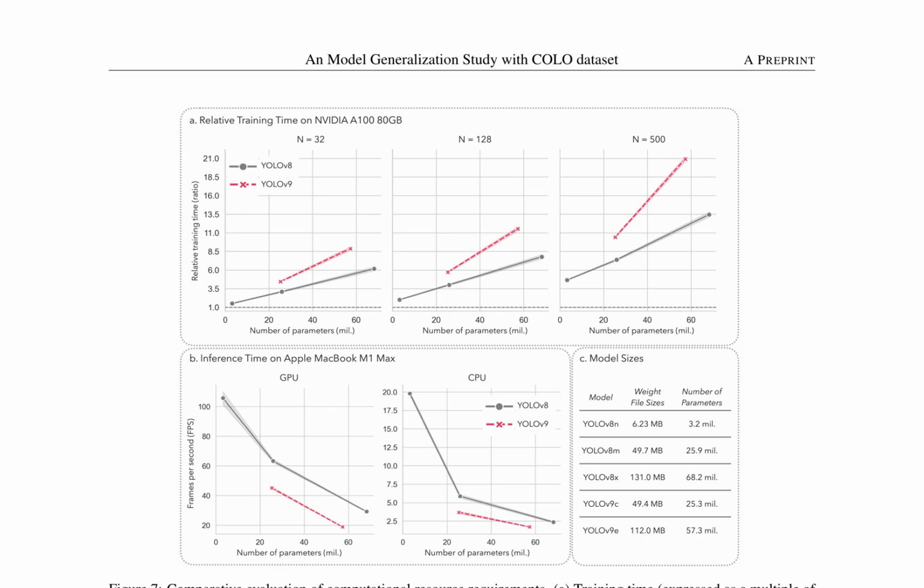The results indicate that as the number of parameters increases, so does the training time for both YOLOv8 and YOLOv9 models. However, YOLOv9 models demonstrate a more significant increase in training time compared to YOLOv8 models, especially when the number of training samples is large. Inference time was measured as the average frames per second, FPS, in a batch of 64 images. The findings show that running the smallest model, YOLOv8n, on a CPU was slower than running the largest model, YOLOv8x, on a GPU.